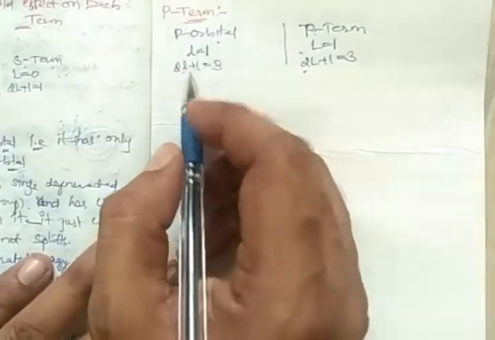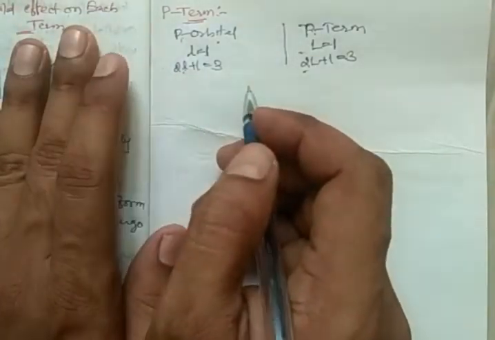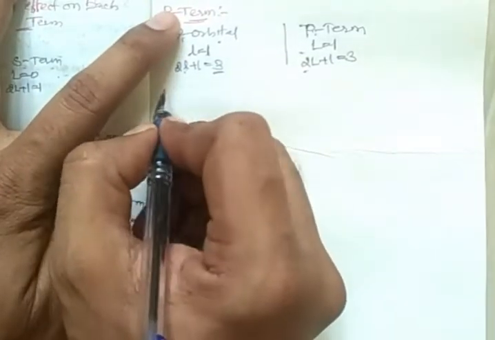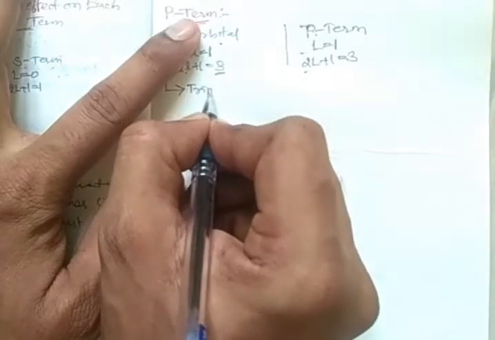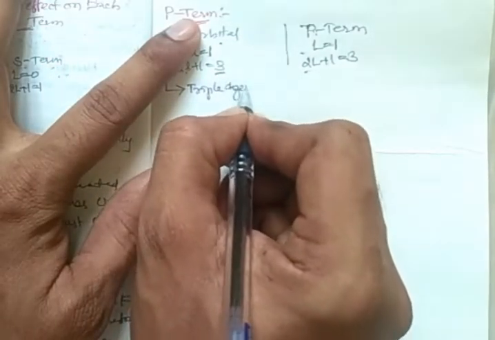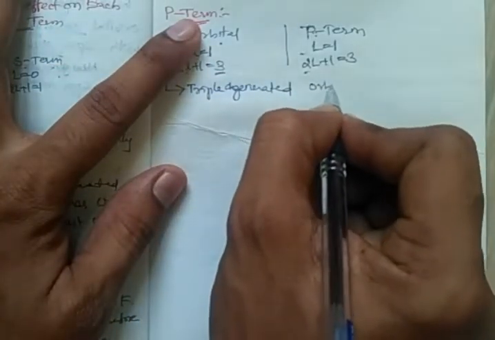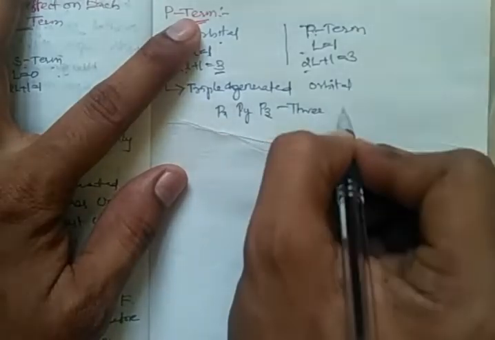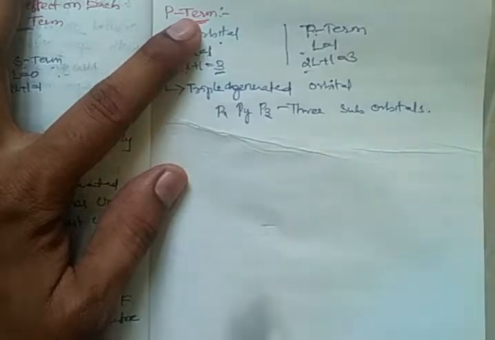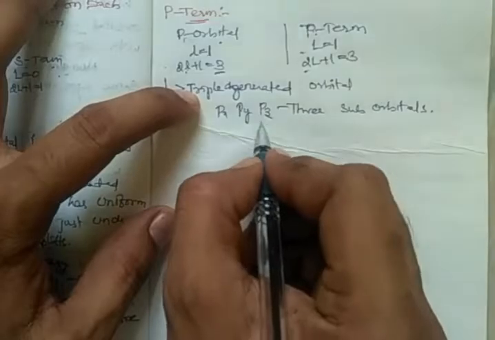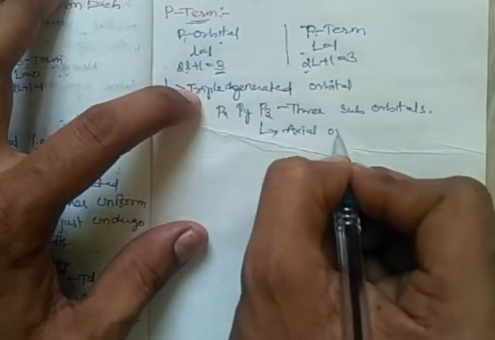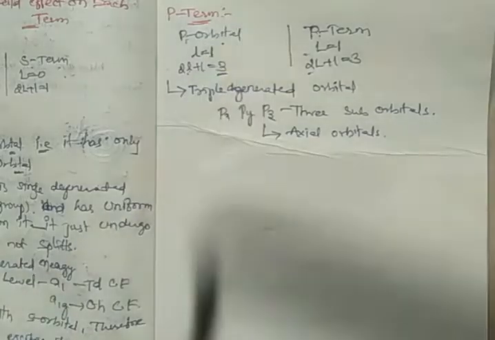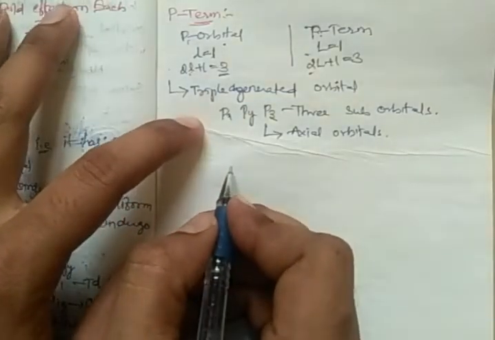Now coming to the P orbital, how is it affected by the crystal field? As the P orbital has 3 orbital multiplicity, it can be said to be triply degenerated. A triply degenerated orbital has px, py, pz, 3 suborbitals. If we observe their structures, they are all axial orbitals. Their lobes, the lobes of px, py, pz, are along the coordination axes.